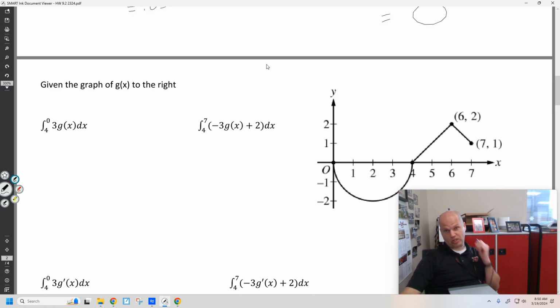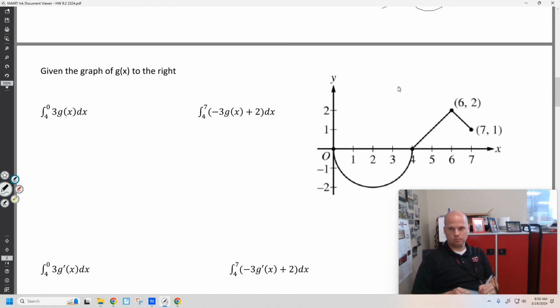All right. This is the graph of G. Great. I'm changing it up on you. Be ready to adjust and adapt. Okay. 4 to 0 of 3G. Well, I'm going to immediately flip things and say, all right, I want 0 to 4 of 3G. Take the opposite of it. Okay. What do I have? G. What can I find? The accumulation of G. I know this is a curve, but I'm going to be very specific with a semicircle and 2 lines.